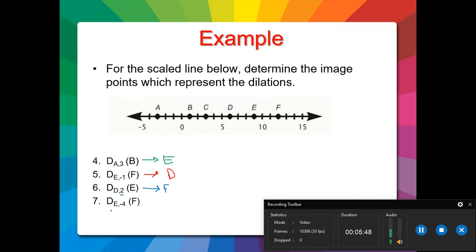In our next example, we're going to dilate using a center of dilation at E, and we're going to dilate F. So we are 3 blocks apart. We're using a scale factor of -4, so we're going to push it 4 times 3, 12 blocks away, but the negative places it on the other side of E. So we were going to end up at point A.